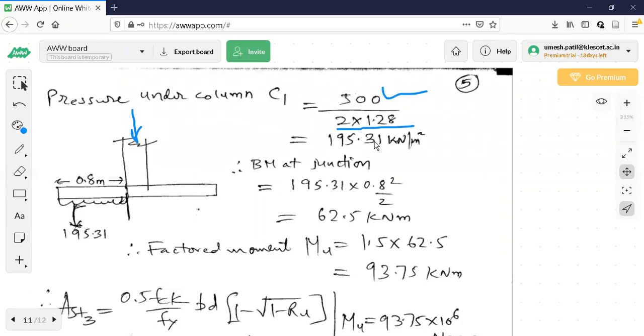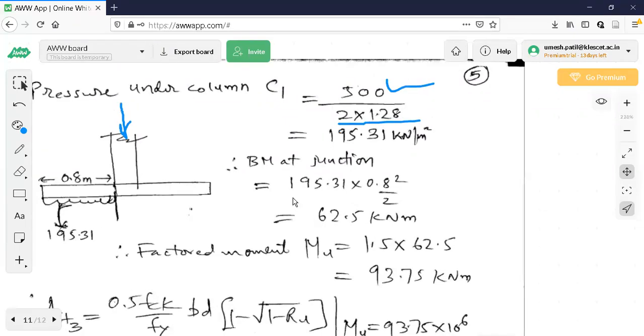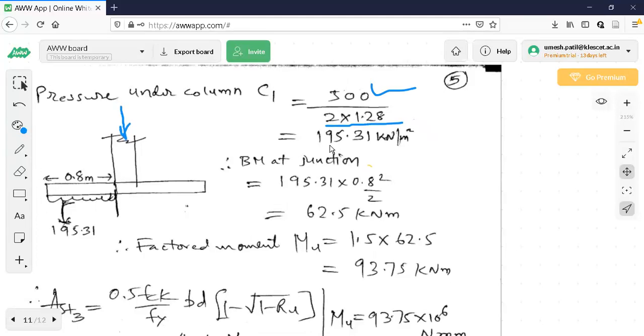Now, it is nothing but a cantilever subjected to upward UDL of 195.31. Span is 0.8 meter. Simple problem. Simple problem of cantilever slab. WL square by 2. W is this, L is this. See this, 195.31 into L square by 2. L is the cantilever span for this column C1. So this calculation becomes important here.